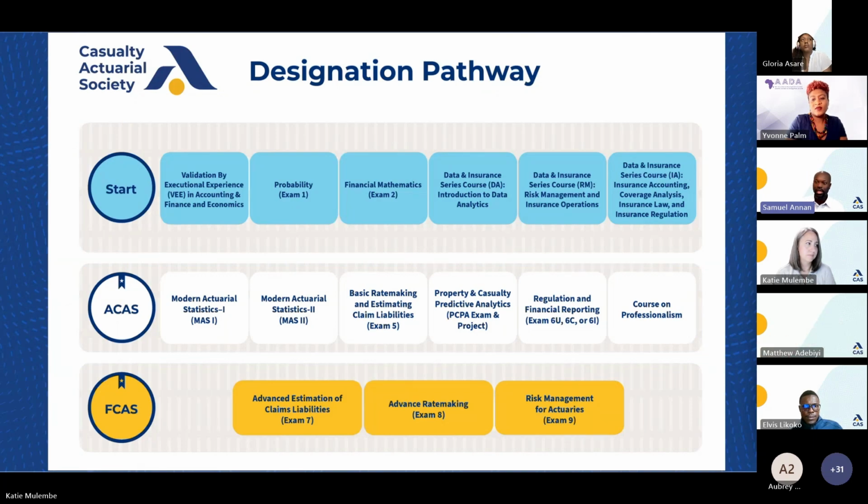It's foundational, and you can take it in any order, but you do not have to be a member to take these exams. And so students taking the CAS exams, unlike, say, the IFOA, don't have to pay membership dues to take these exams.